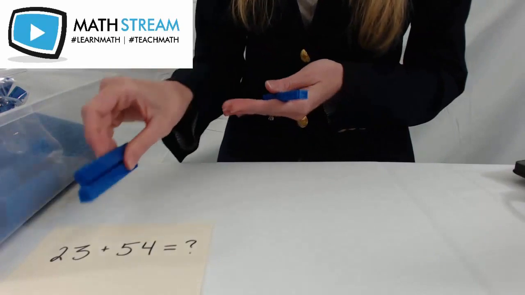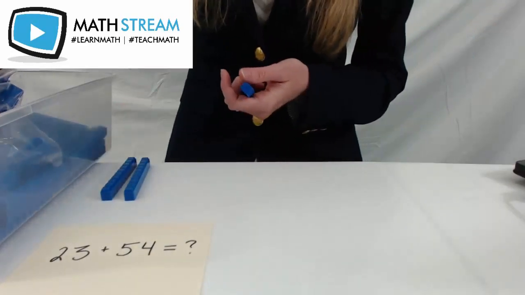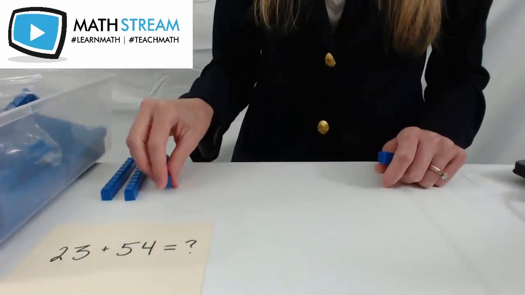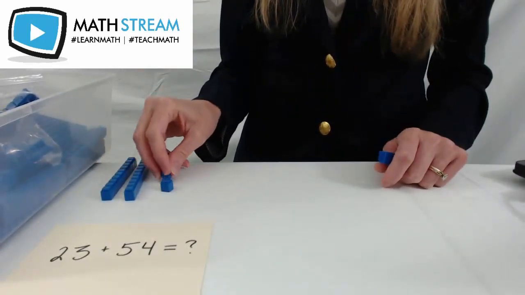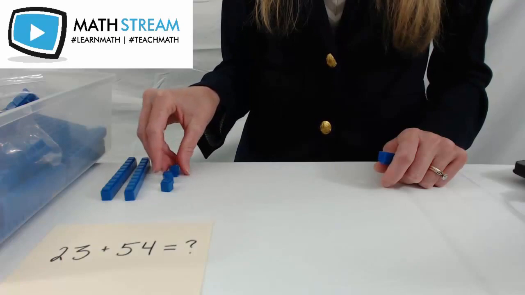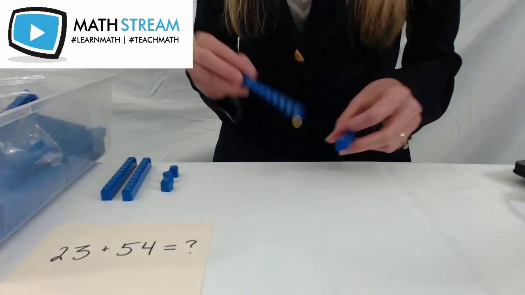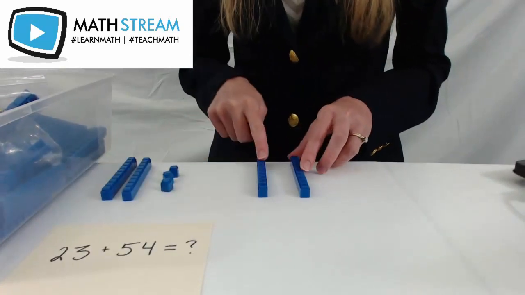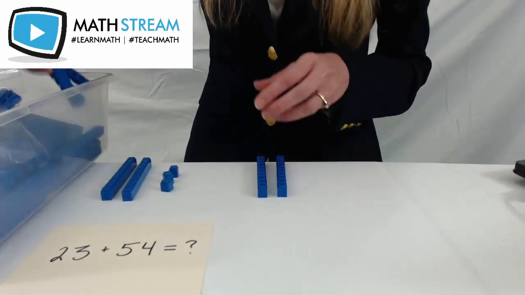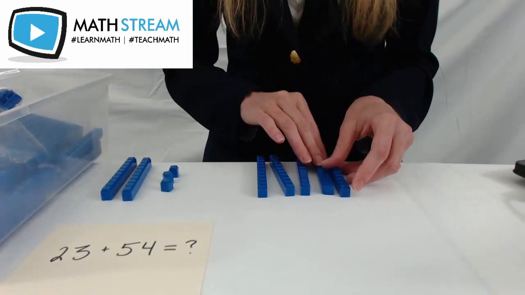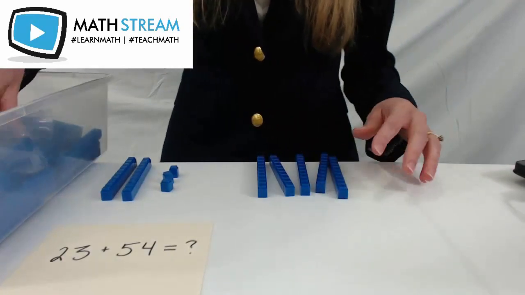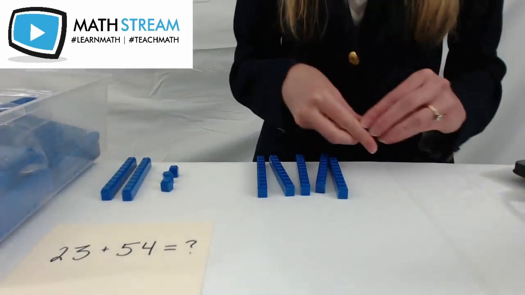So first we have 20, so 2 10s, and 1, 2, 3. So that's 23 right here. Then we want the second quantity, 54. So we need 5 10s and 4 1s.